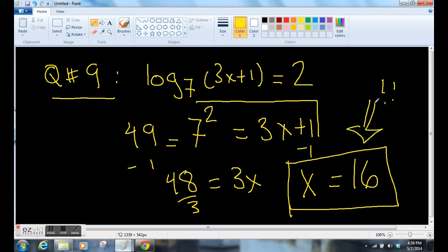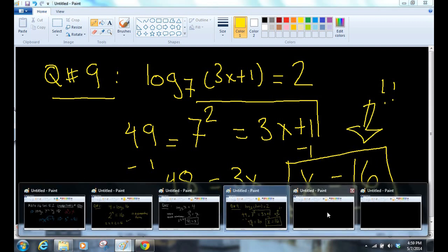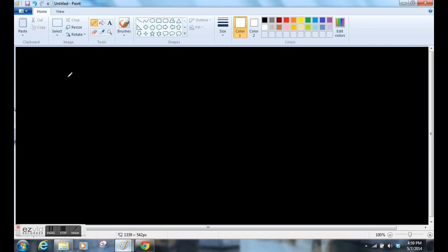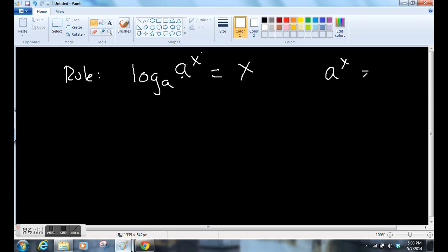So exciting. There's another rule to keep in mind with these logs, and that is this rule: log base a of a to the x is just equal to x. So anytime you have the log, the base, and the number are the same, then you just have whatever the exponent is. And that makes sense because a to the x is equal to a to the x. It's kind of weird notation, but this is how you would potentially use something like this. This is why I'm telling you this.